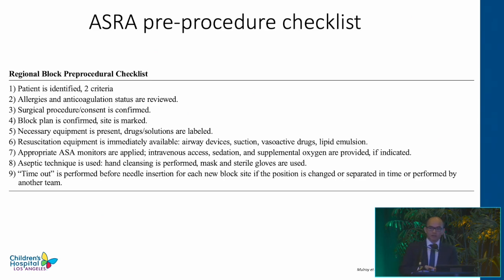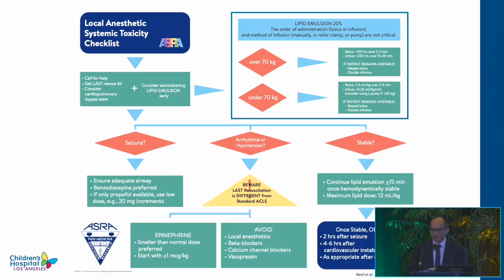So we know that in medicine, the checklist has been shown to reduce risks, errors, and complications. This is the pre-procedure checklist proposed by ASRA and JAGO with the hopes of reducing the risk of wrong block and wrong-sided block. It also alerts you to the availability of airway devices, suctions, and vasoactive drugs, and where you can find intralipid. This is the checklist that came out from ASRA 3 years ago, in 2021.